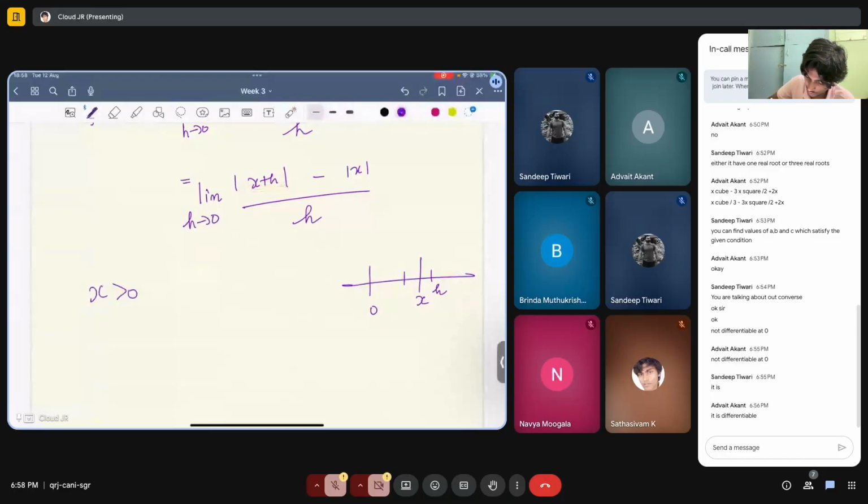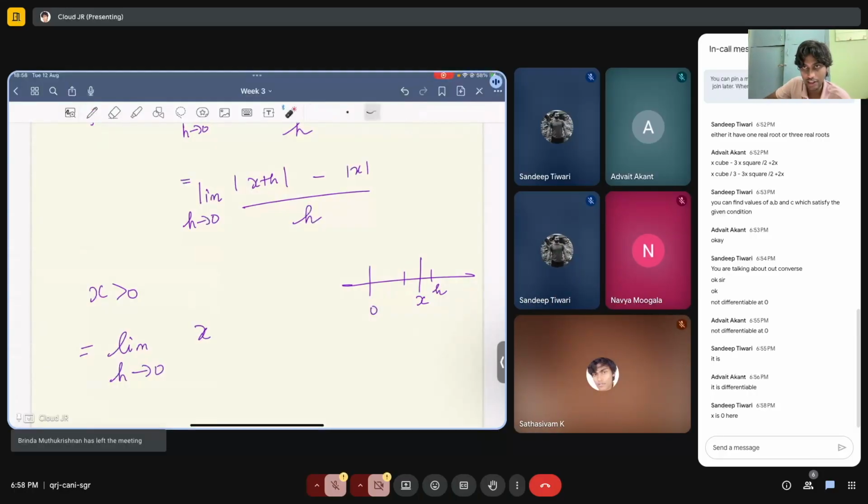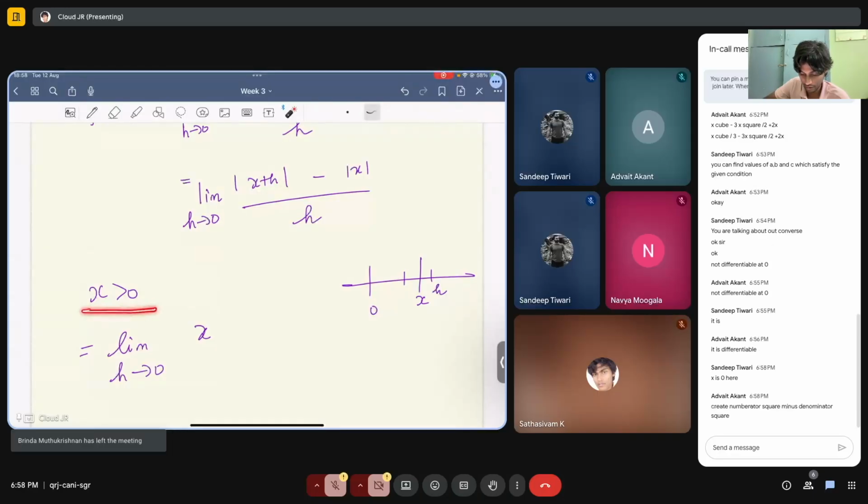So then we can directly write the limit, which is equal to the limit as h tends to 0. No, I'm just considering x strictly greater than 0. Multiply by the conjugate: numerator square minus denominator square.